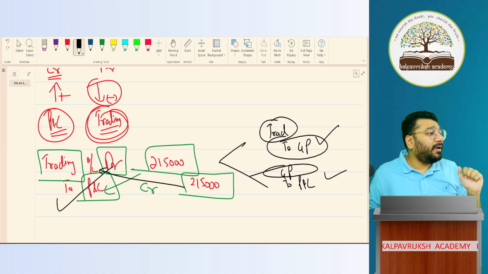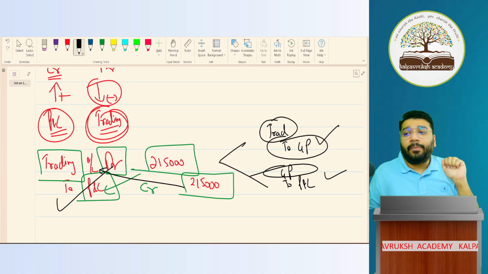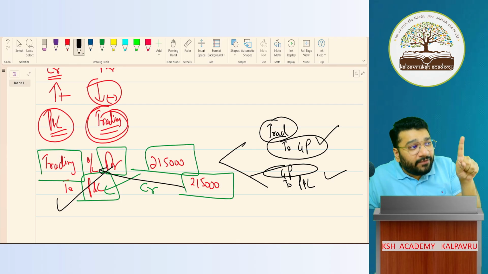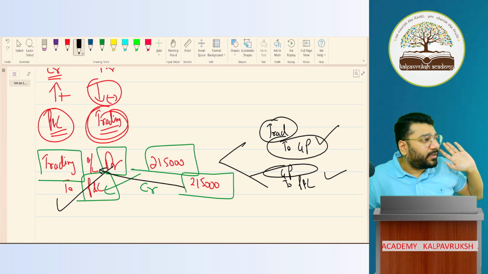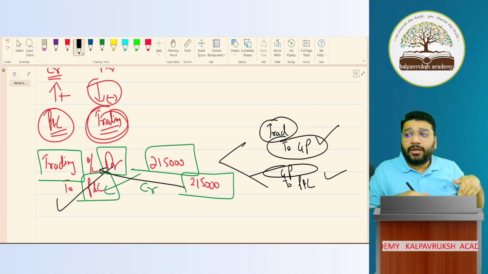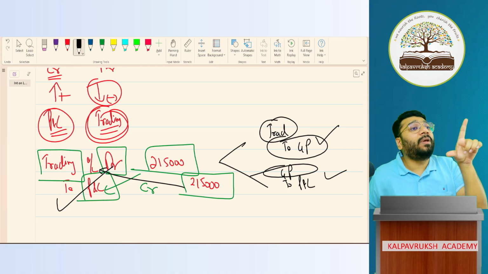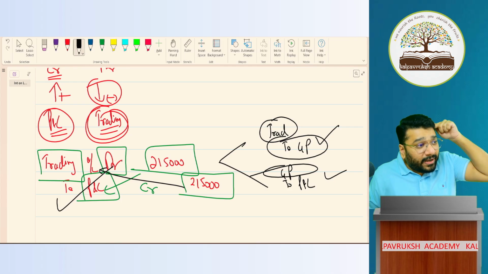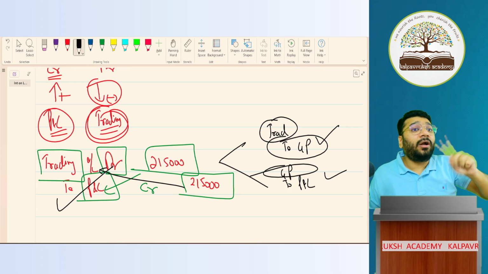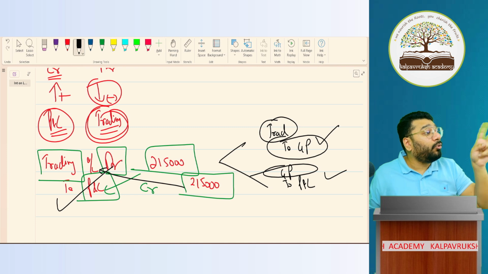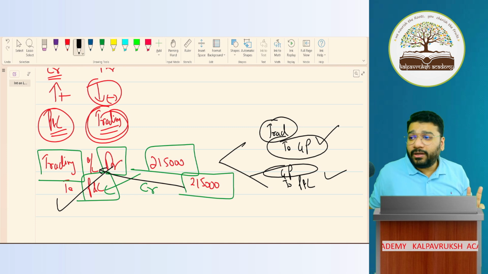In 12th standard we are taught only one entry in the appropriation account. So now I'm teaching only one entry for the transfer of profit from trading to P&L. In 12th CBSE and foundation there is no habit of dual entry. That's why I'm putting only one entry in your mind. But in 11th I taught both the entries. Got it? Not got it? Okay.